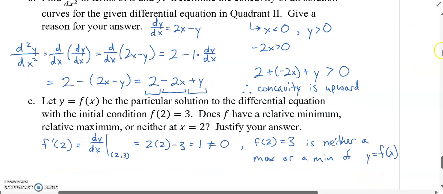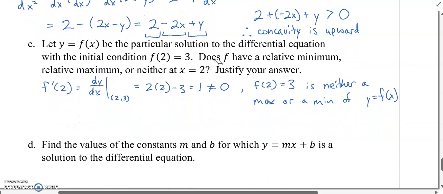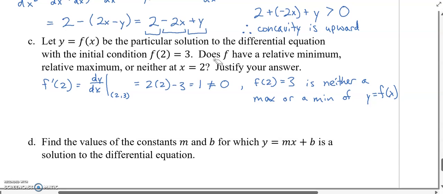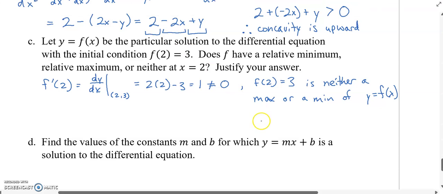There's actually a fourth part to this FRQ, which says find the values of the constants m and b for which y equals mx plus b is a solution to the differential equation. Okay, so this is a different particular solution, not the one talked about in part C that says y equals f of x, because this, well, maybe it is the same one, but this one is just some curve. This one in particular is a curve that is a line. Okay, so we recognize this to be a linear function.